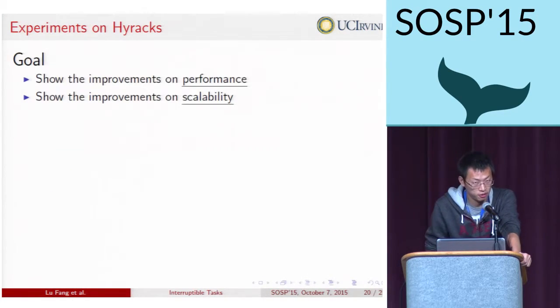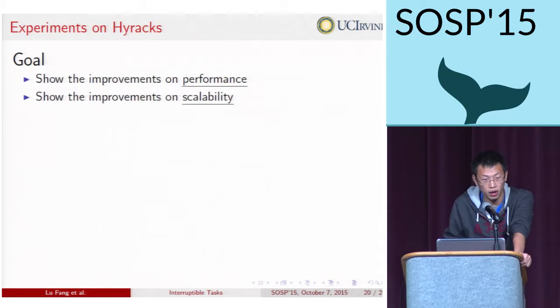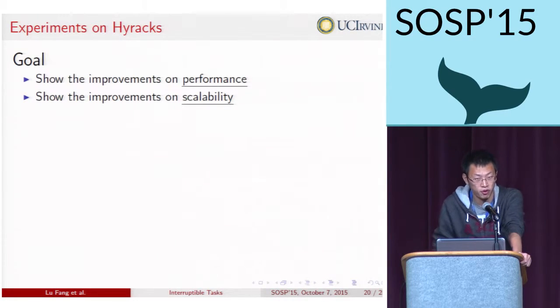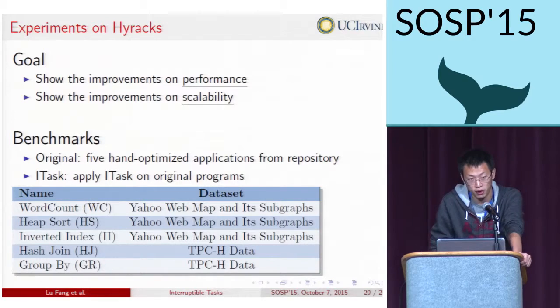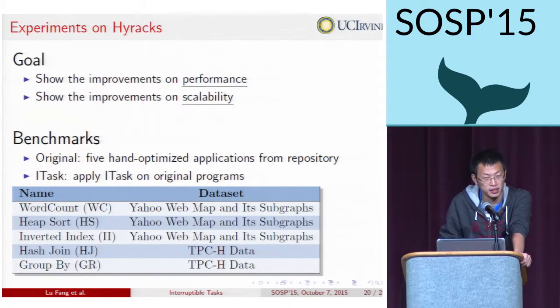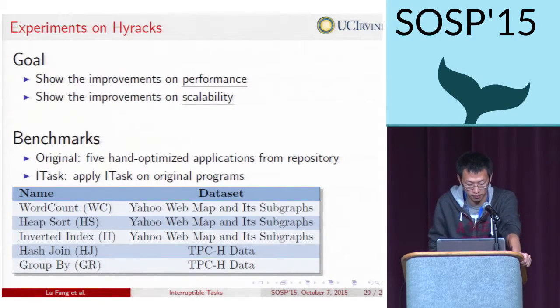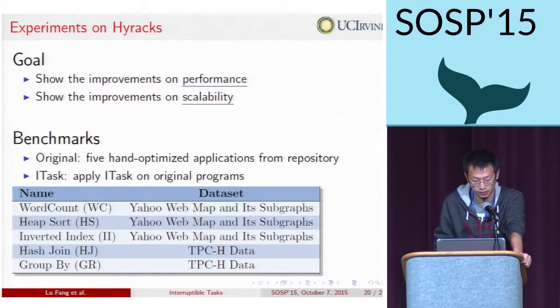The second set of experiments is done on the Hyracks framework. The goal is to show how our technique helps programs under memory pressure and improves their performance and scalability. There are also five programs. All five programs are hand-optimized applications collected from a Hyracks code repository, and there are two versions, original and itask.